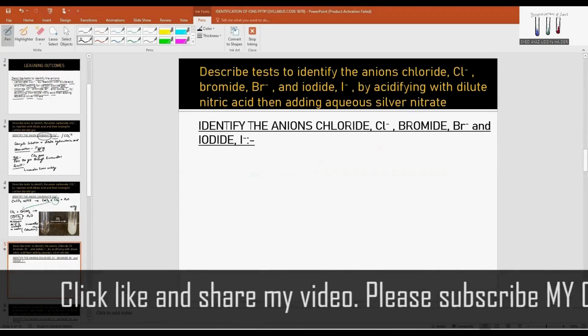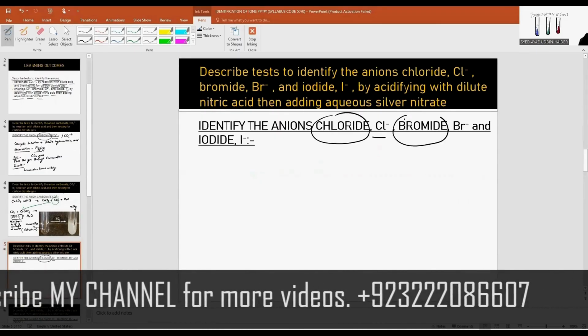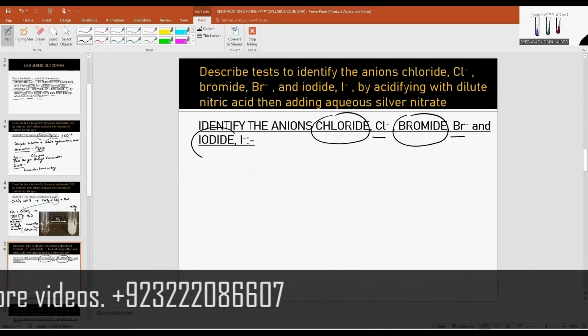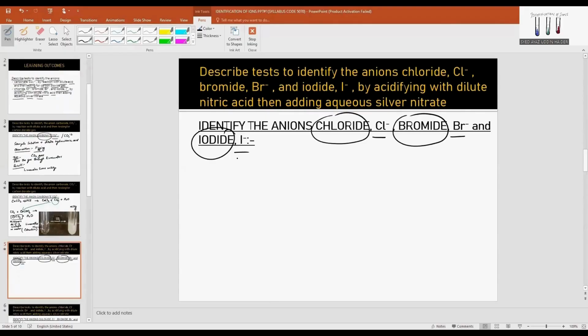Now identify the anions: chloride, Cl-, bromide, Br-, and iodide, I-. For testing the presence of chloride, bromide, and iodide ions, we will add nitric acid first to the sample. We'll write sample solution plus nitric acid.